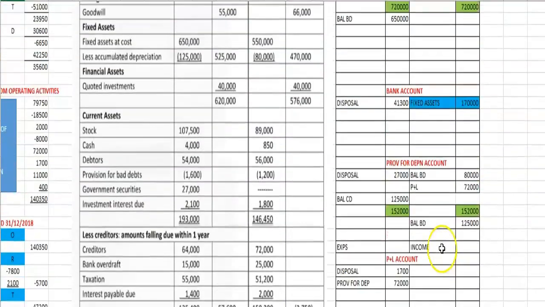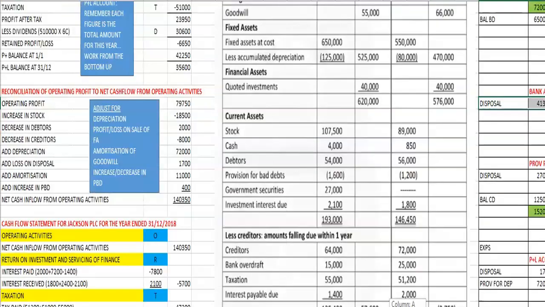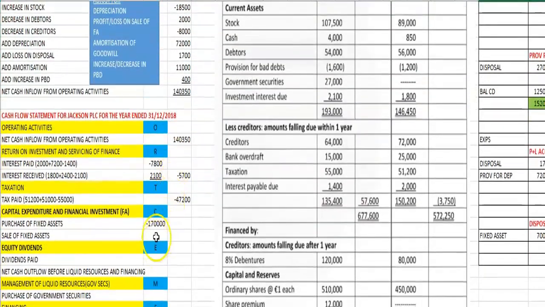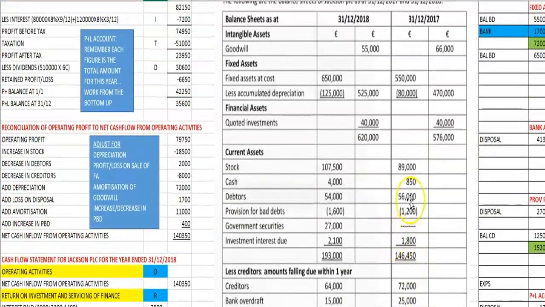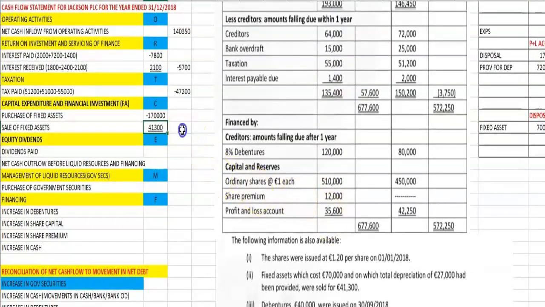Did anything else happen with our fixed assets that we need to be aware of? Well, remember, we disposed of fixed assets and we received 41,300 euros for those assets. So that will have to go in here as well, but that will be money coming in. Were there any other movements? Always check your financial fixed assets. There weren't, okay? So that's it. You've accounted for all movements in fixed assets. If you transfer that subtotal out, that's minus 128,700. E comes next, which means equity dividends or ordinary dividends.